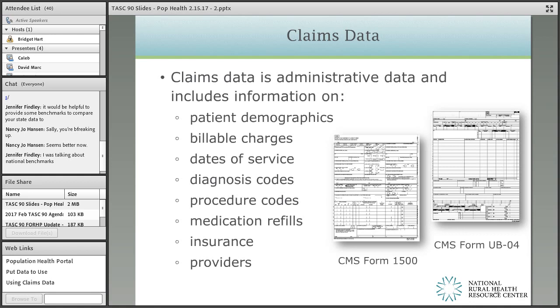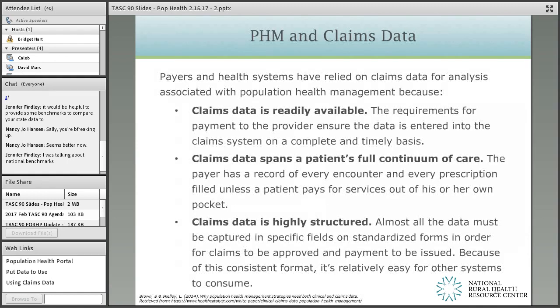So if we look at claims data, it's really a rich source of data that can be leveraged by healthcare organizations to examine the care of populations. Claims data is administrative data that is submitted by hospitals and physicians for payment and includes information on things such as patient demographics, billable charges, dates of service, diagnosis codes, procedure codes, medication refills, insurance, and providers.